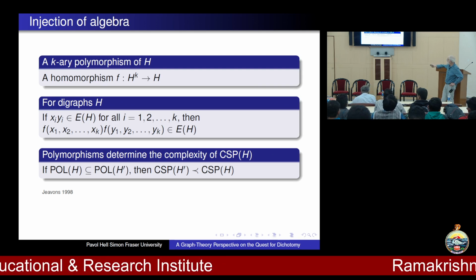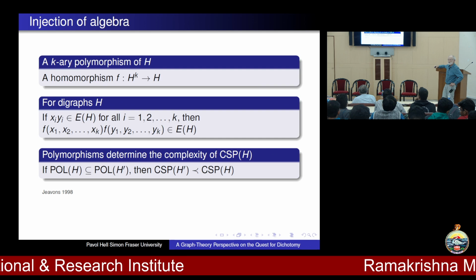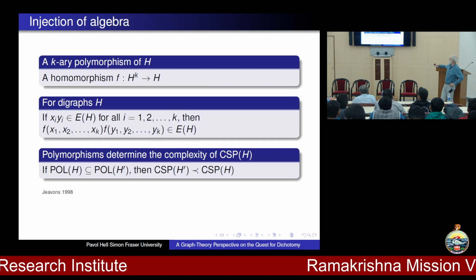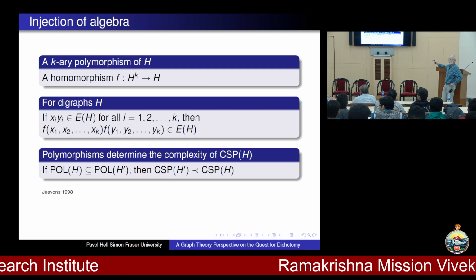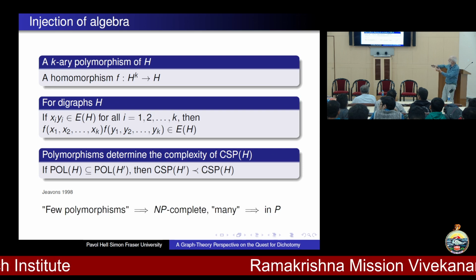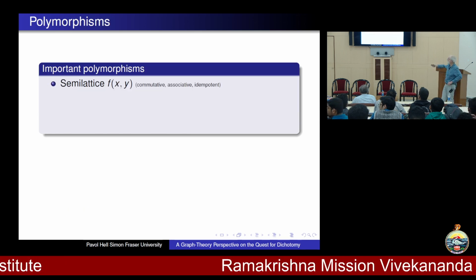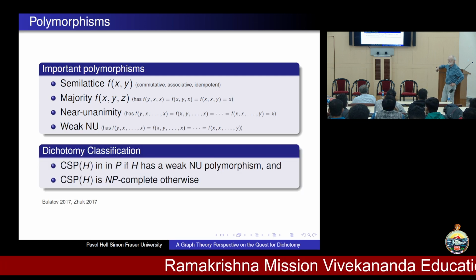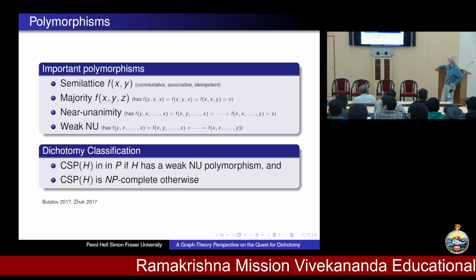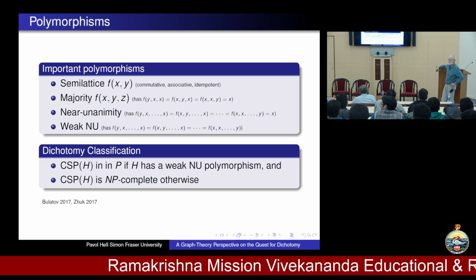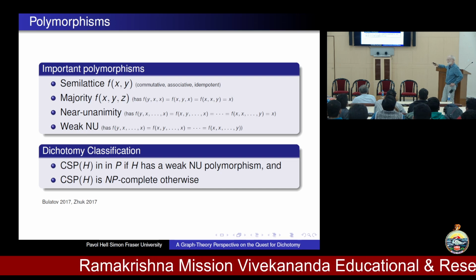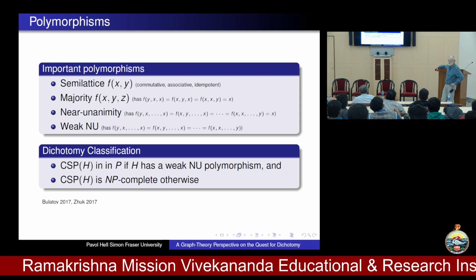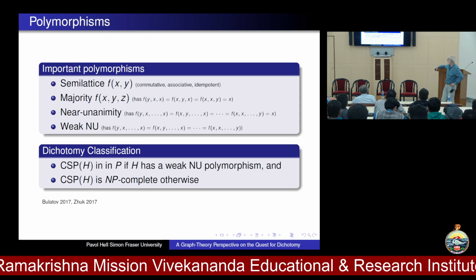If H and H prime are two structures, and H prime has the same polymorphisms H had and others, then H prime reduces to H. H is a harder problem than H prime. And that unlocked a decade of very important algebraic studies, which eventually in 2017, appearing in 2018, resulted in a breakthrough, independently by two Russian mathematicians in the West. One was my colleague Bulatov and the other was Zhuk, Andrei Bulatov and Dmitriy Zhuk.